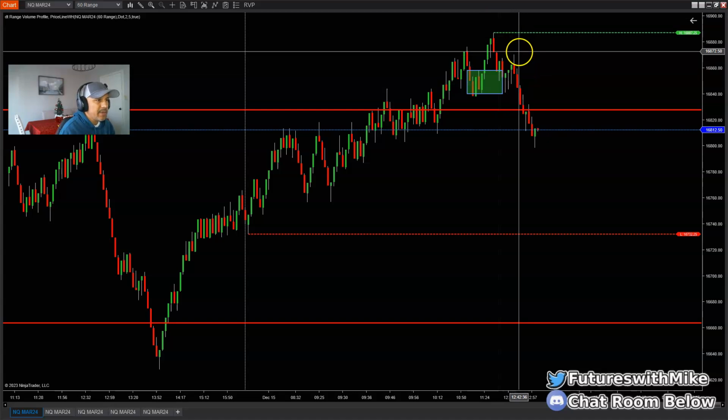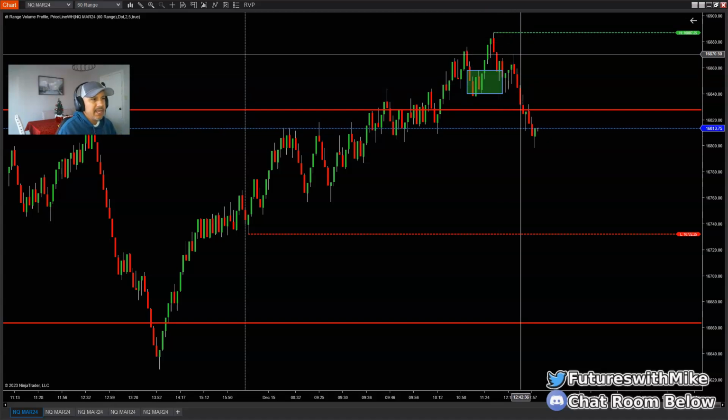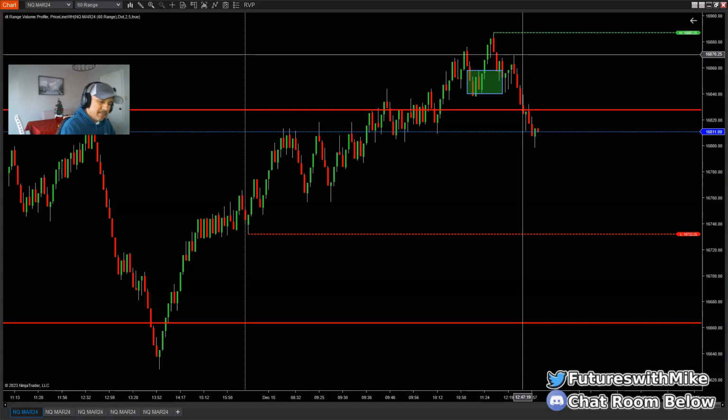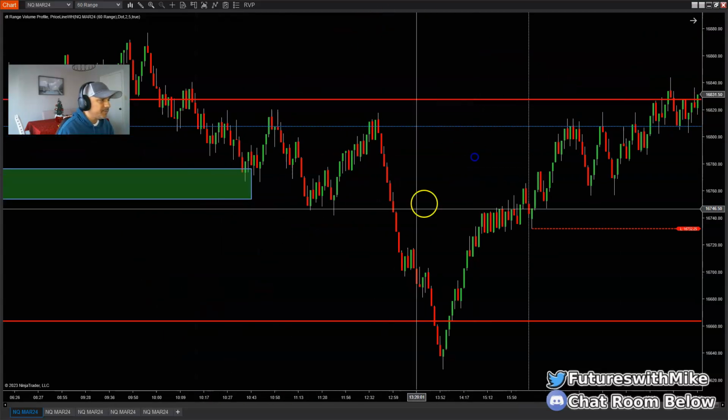Like, it should have probably gone up here and tested this 72 area, right? And I would have looked for that. But it rejected right at 70, okay? I've said it in several past videos about those hidden pivot levels, 40 and 70, okay? So keep that in mind when trading. And just know round numbers and half numbers, like I showed in a prior video.